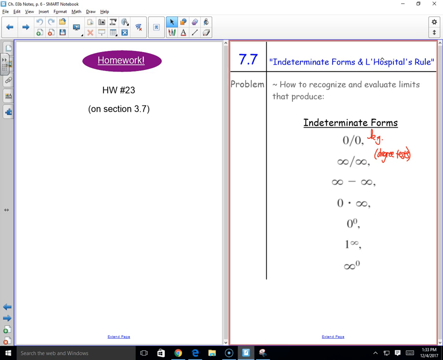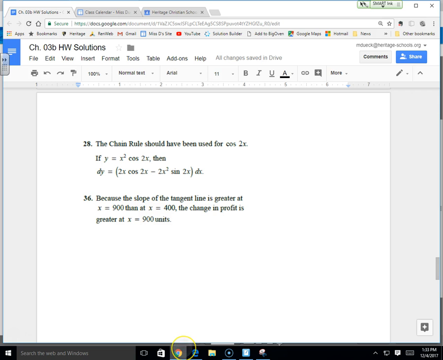Hold on. 28 was the one where we were trying to find the mistake. Let me look at 28 first, really quickly. There it is. 28, when you go to derive, where's my marker? I don't know, it's missing. What rule do we have to use, guys, when we see x squared times cosine of 2x?